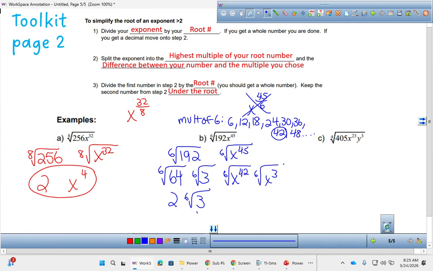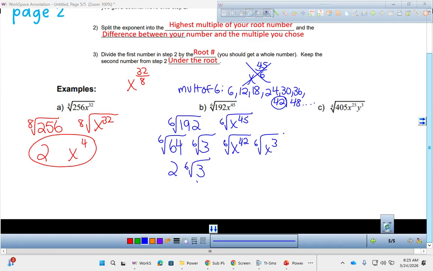All right, this one I can divide nicely. The inside number, 42, divided by the outside number, 6, is a perfect 7. So that's x to the 7th. I don't need the root anymore. Here, the inside number 3 divided by the outside number 6 does not simplify. It is a decimal. So I'm just going to leave it as is. If your inside number is smaller than your outside number, you're done. You don't have to do anything else, okay? Just a way to check your work. If the inside number's smaller, there's nothing more that you can do.